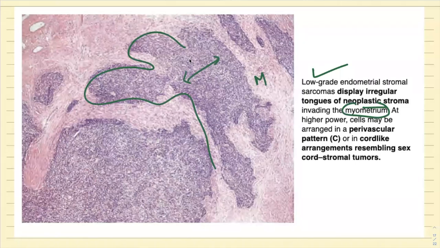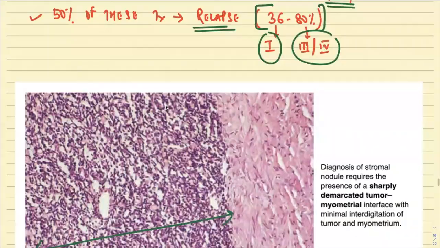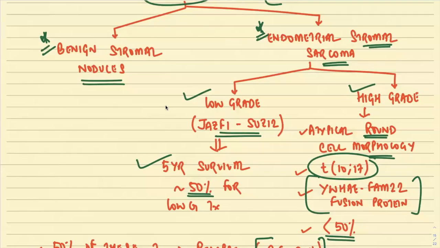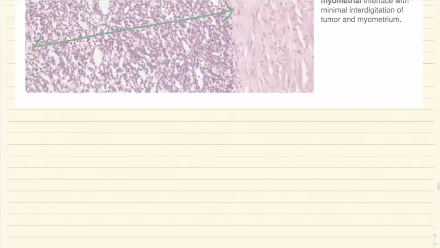So this is all about your endometrial stromal tumors. Just remember there are two grades, low-grade and high-grade, and you have to remember what fusion protein is associated with each.